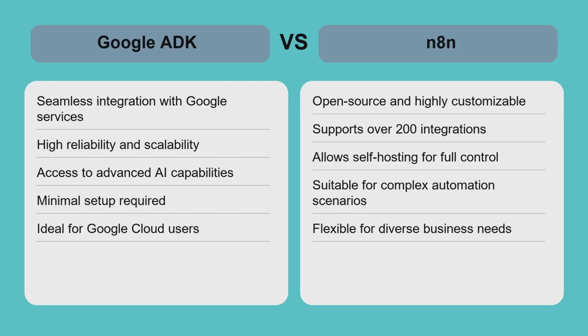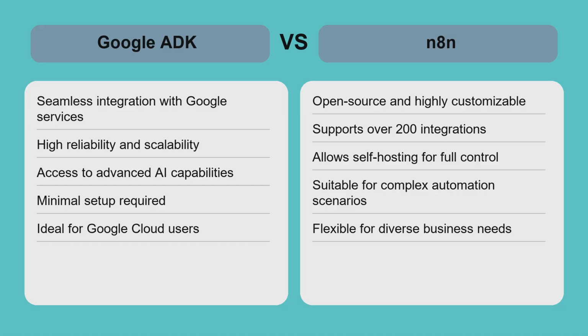Comparing Google ADK and n8n highlights a trade-off between ecosystem integration and customization. Google ADK excels in automating workflows tightly integrated with Google services, perfect for organizations relying heavily on Google Cloud and Workspace. It offers seamless AI capabilities, but is less adaptable outside Google's environment.